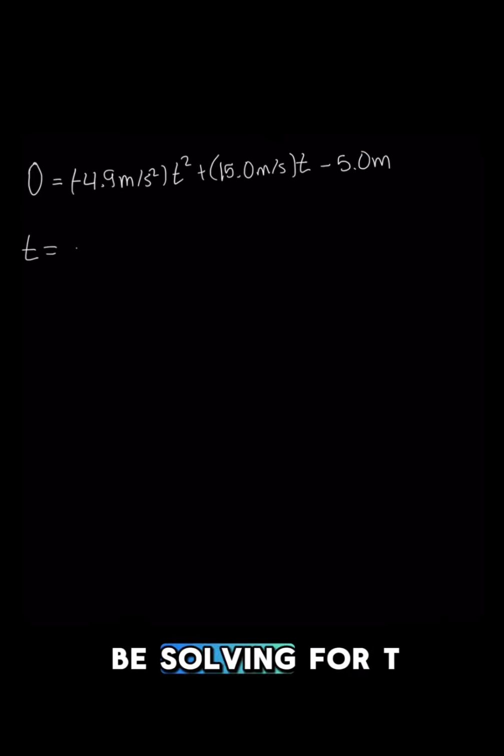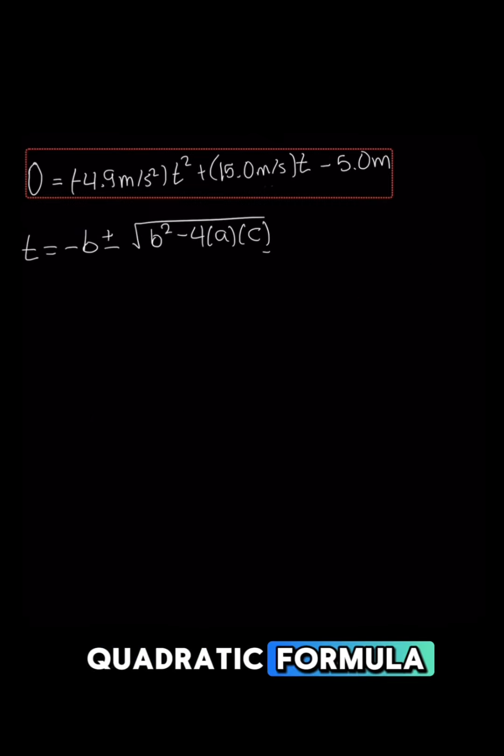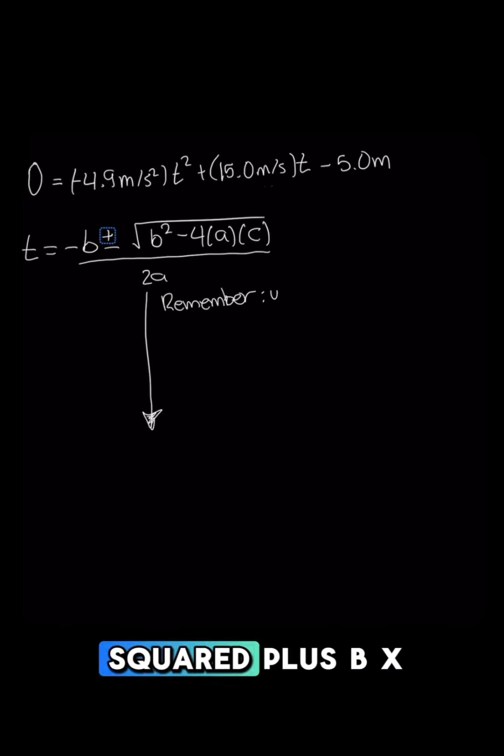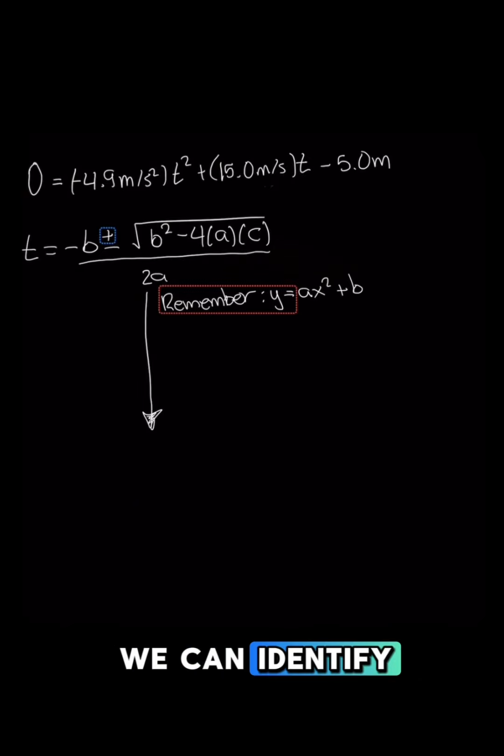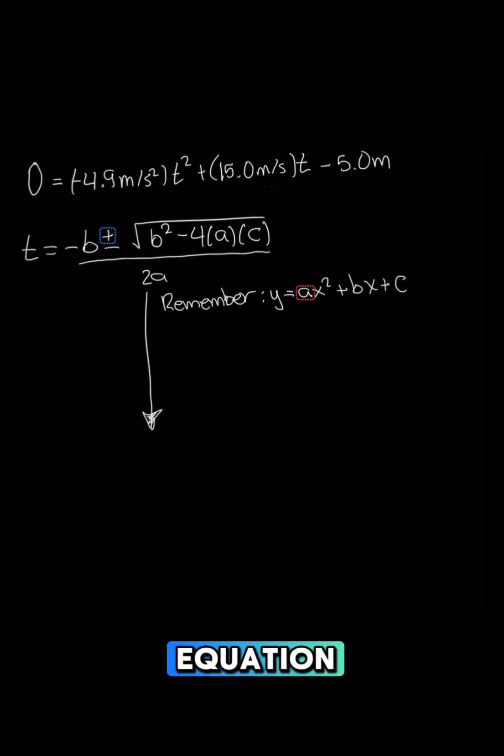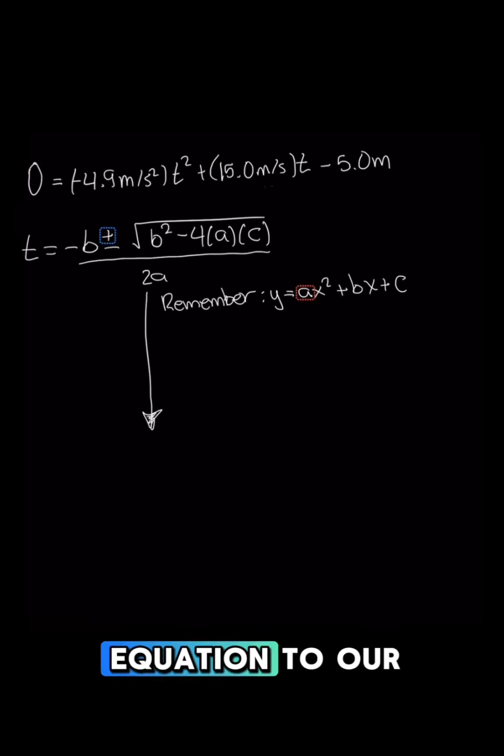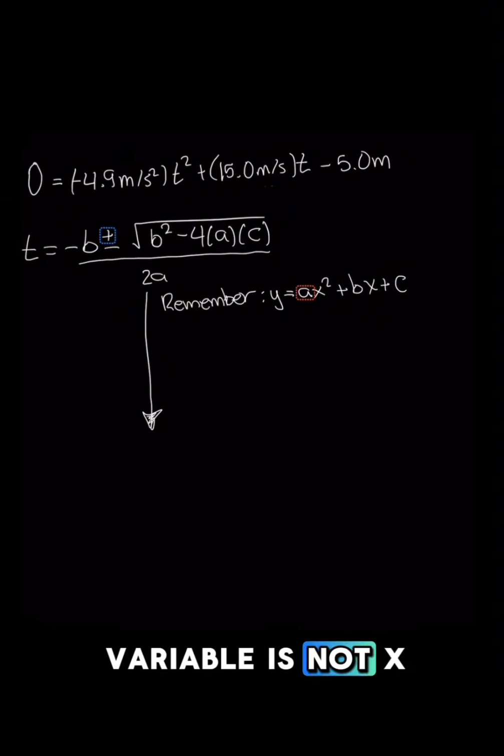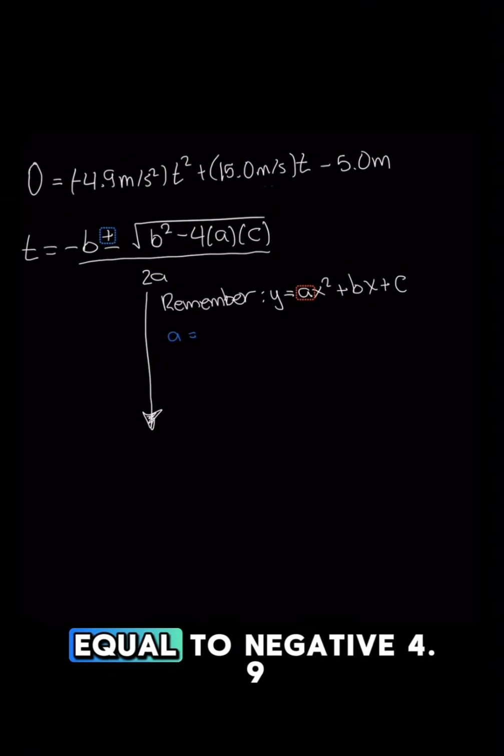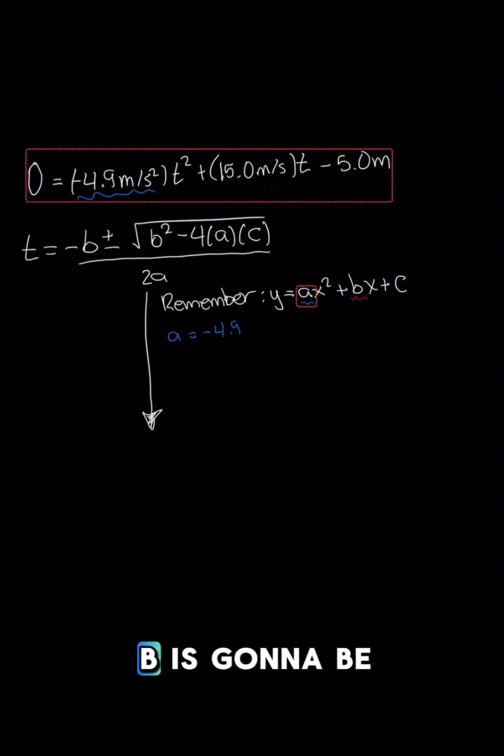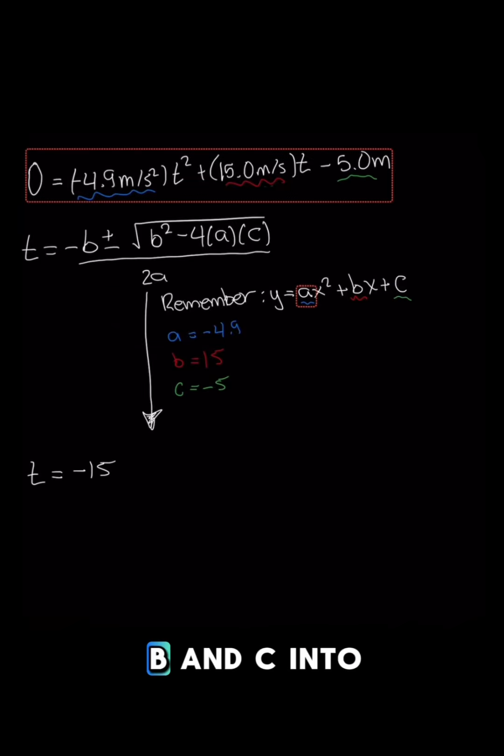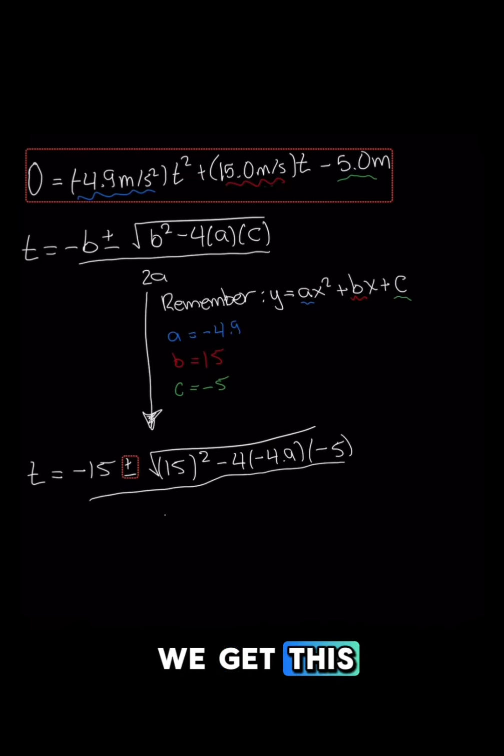In our case, we're going to be solving for t, and this is the quadratic formula here. Then if we remember the standard equation, y equals ax squared plus bx plus c, we can identify what a, b, and c is in our equation. If we compare the standard equation to our equation here, and if we remember for us, the independent variable is not x, it's t. So a is going to be equal to negative 4.9, b is going to be equal to 15, and c is going to be equal to negative 5. So we can plug a, b, and c into our quadratic equation, and we get this expression here.